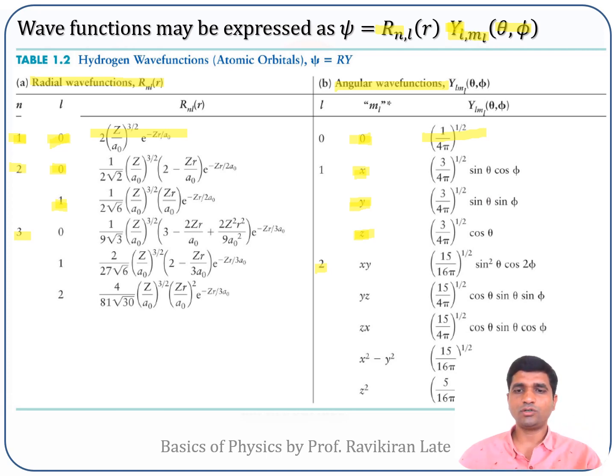This slide I am giving you just for your information, because in some books these wave functions are written in terms of the radial part and the angular part. In that case, the total wave function is taken as a product of the radial part and the angular part.